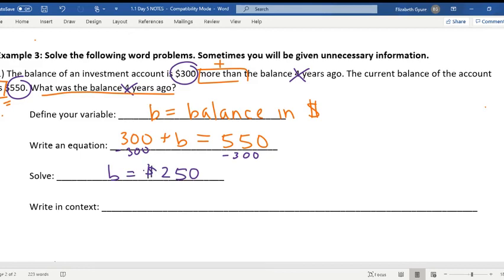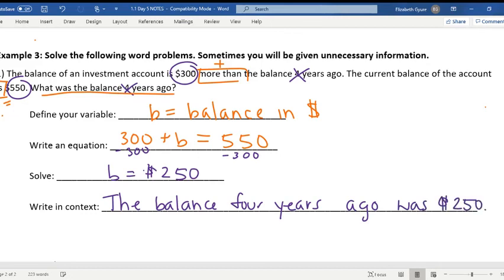And then how could we maybe write this answer in context? Like as a statement. Jake? Yeah, sure. The balance 4 years ago was $250. Perfect. The balance 4 years ago was $250. Very good.